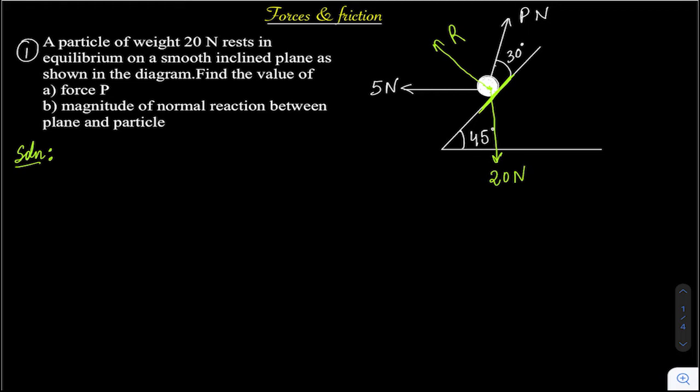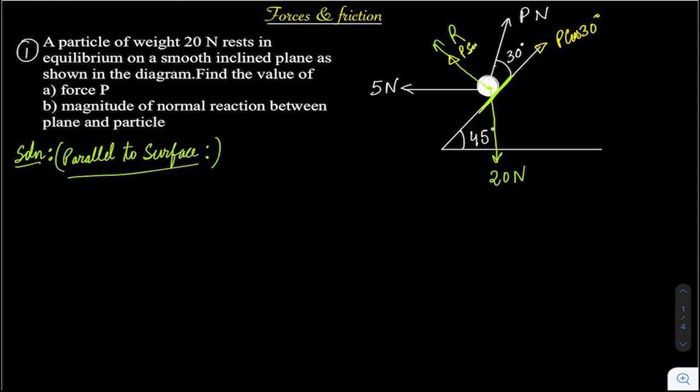So let's resolve first parallel to the surface. You don't have to write this. I am just writing this for explanation. In the exam or while solving, you don't have to write this. Okay, so parallel to surface, what are my forces? Now this P force is at an angle of 30 degrees. So if you resolve the components of P, parallel to the surface will be P cos 30 degrees, and perpendicular to the surface will be P sine 30 degrees.